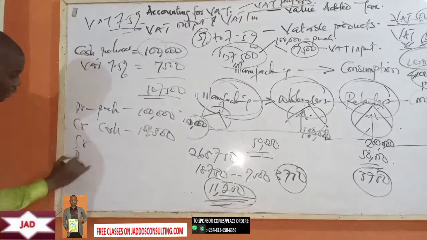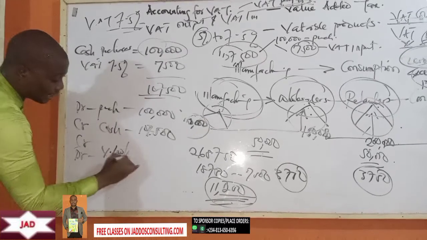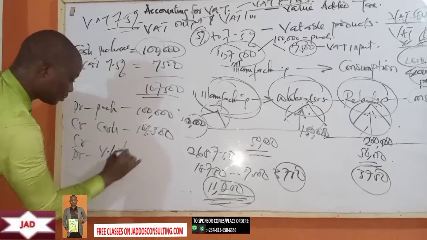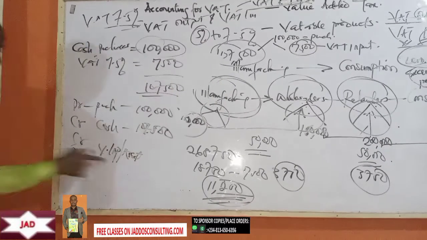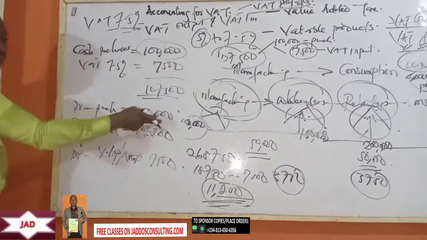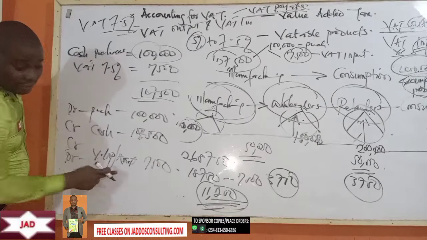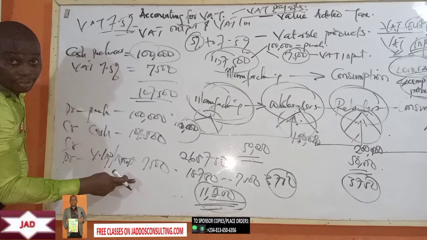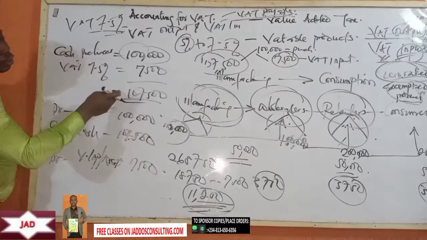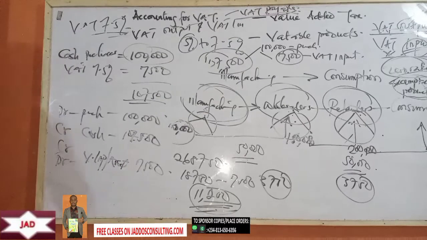And then you debit your VAT input, or VAT liability, based on what you're using. Sorry, VAT asset. It's an asset. VAT input with 7,500. So we have debit purchases 100,000, debit VAT input or VAT asset 7,500. Then you credit your cash 107,500, because this is what you're going to pay to the supplier of the product.